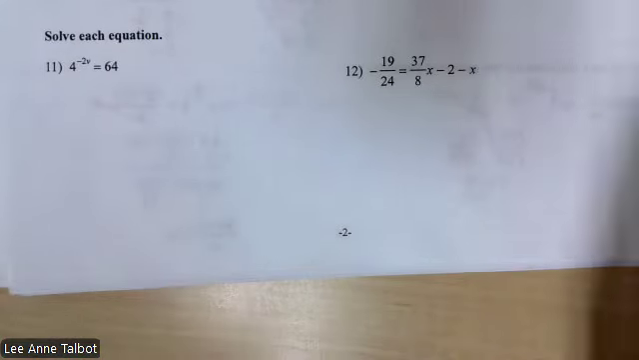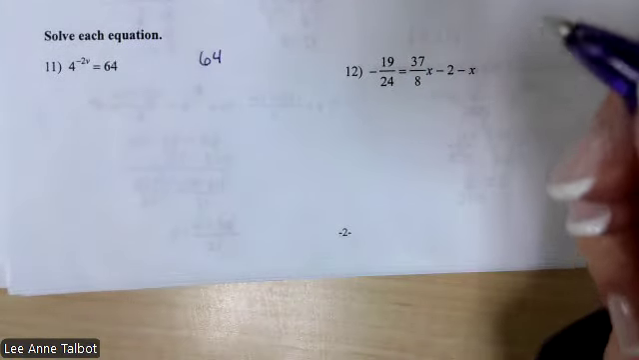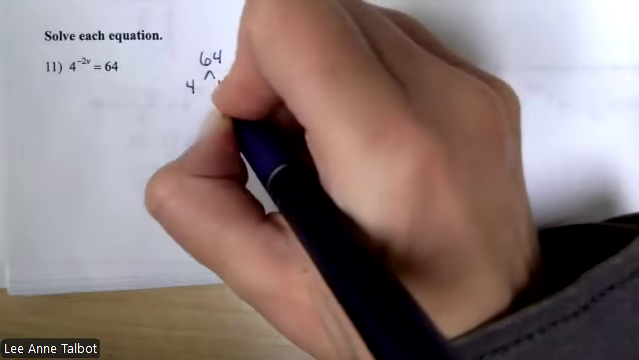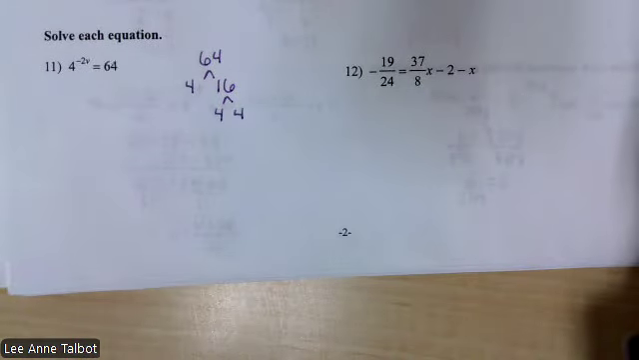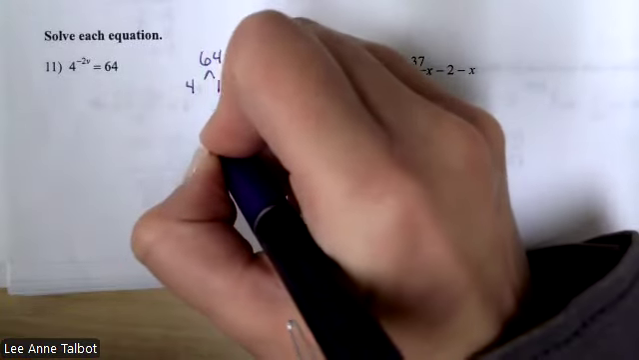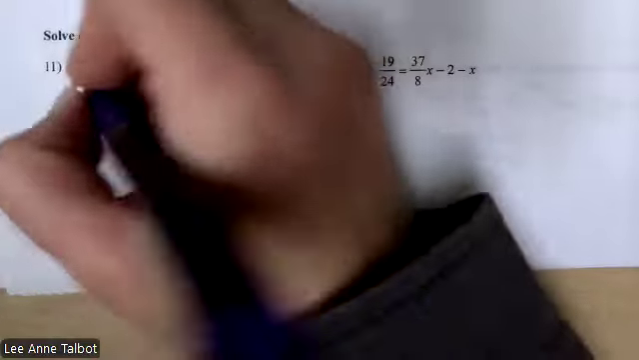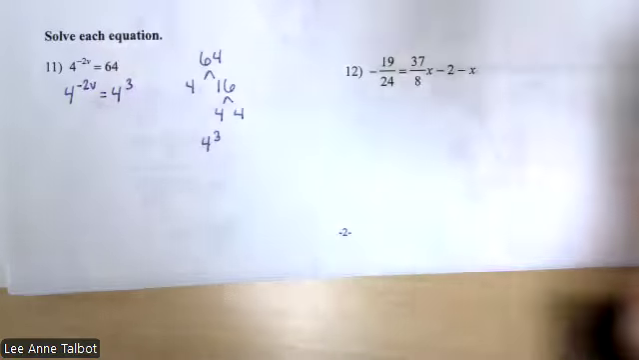Okay, two more. Solve each equation. This is a same base exponential. Go over here and make a factor tree for 64. So 64 is 4 times 16, which is 4 times 4. So that makes 64, 4 to the third power. So I have 4 to the negative 2b equals 4 to the third.